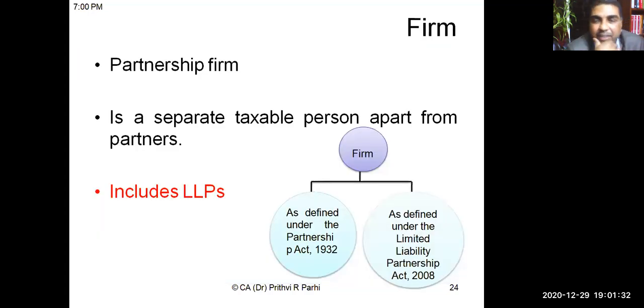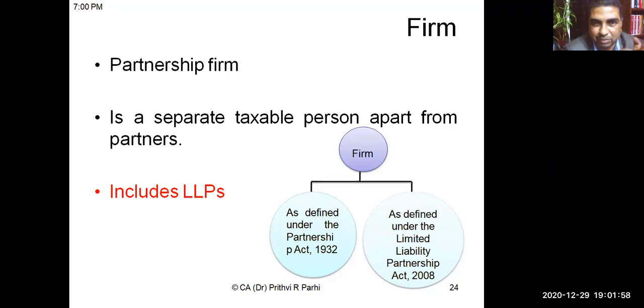Firm is also a kind of person. Firm is defined under the Partnership Act 1932, and the LLP concept as defined under the LLP Act 2008. Under income tax law, partnership firm includes limited liability partnership firm. Many of you might know what is LLP. LLP is a kind of firm.